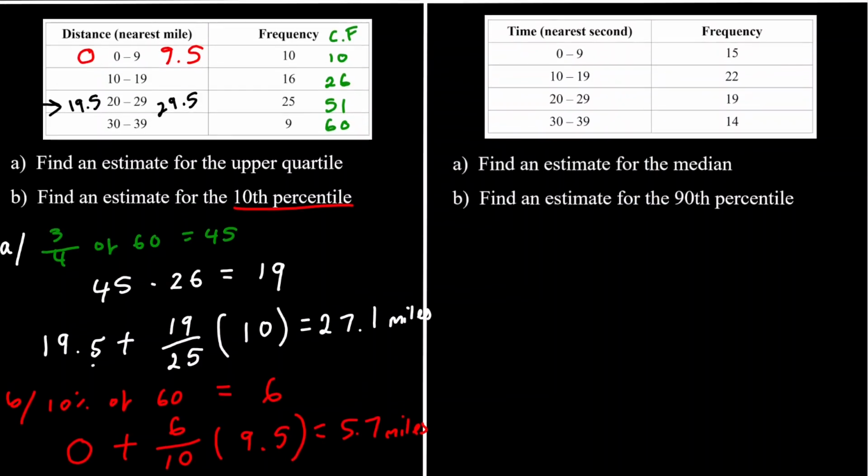Okay, a question for you to try. See if you can use interpolation. So our formula is the lower bound plus the fraction we want to go into the group, times class width. So we're going to use interpolation, try and find the median and the 90th percentile.